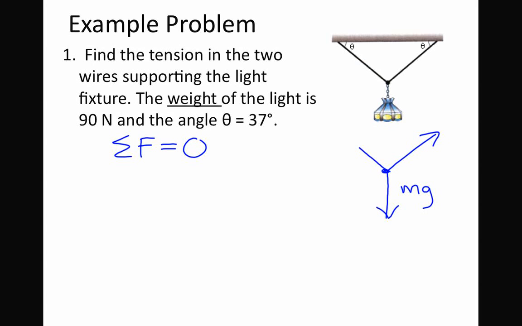There's three forces on the light. There's two tension forces. And since the angles are equal, these tension forces are going to have the same magnitude. And they actually will balance in a way. So anyway, we have vectors. Let's break them into components. There's Ty, there's actually two of them. And then there's Tx.